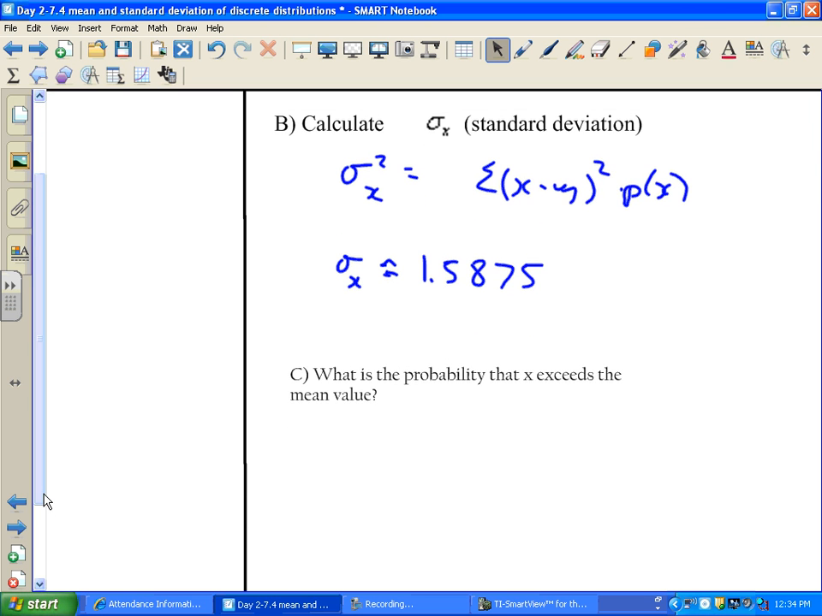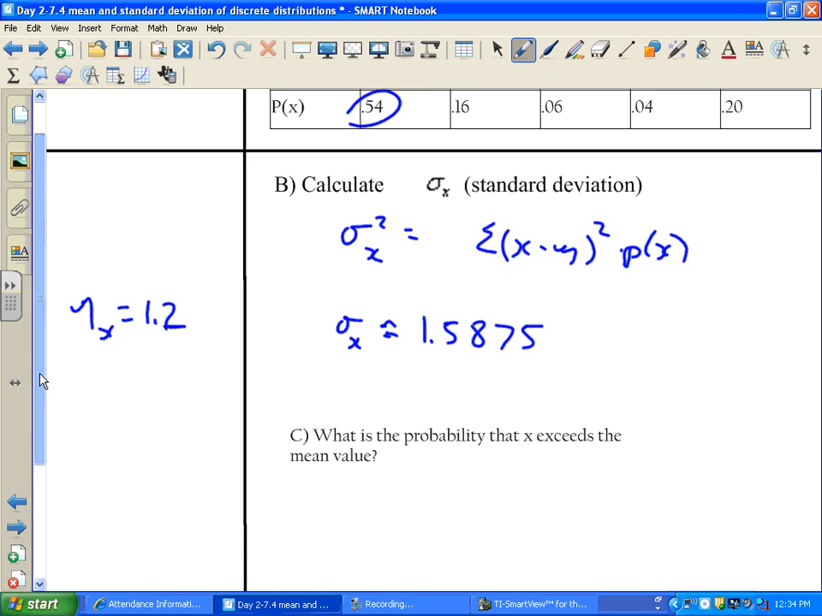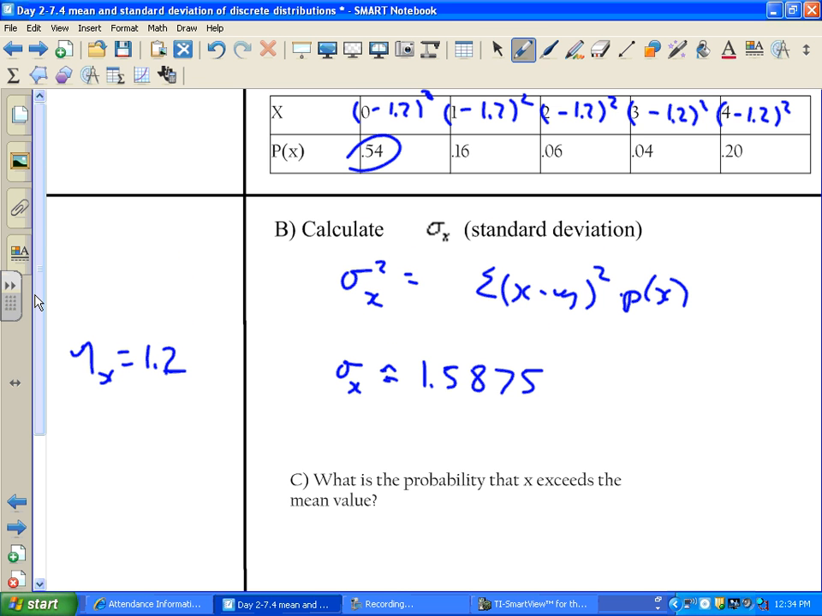All right. Everybody okay with this so far? Do we agree that we have the mean of 1.2 and that standard deviation? And again, this data is discrete. That means it's 0, 1, 2, 3, or 4 defective tires. Now we need to know, what is the probability that x exceeds the mean value? Remember, we don't have partial pieces in this problem. It's a tongue twister.